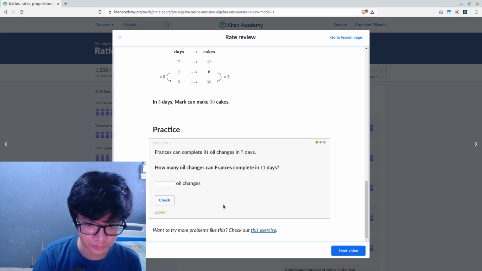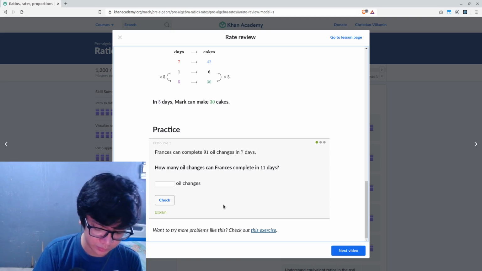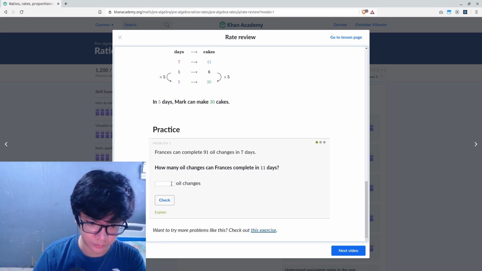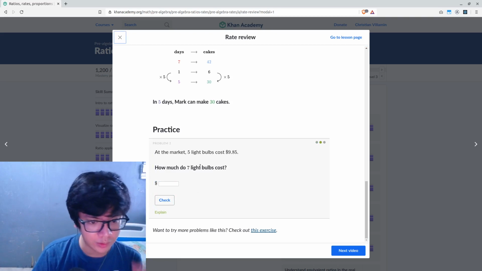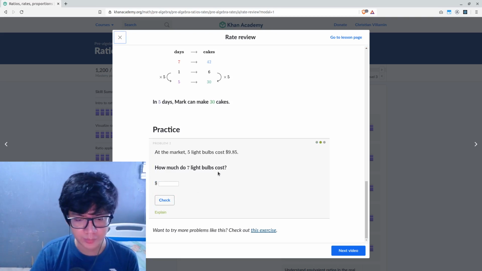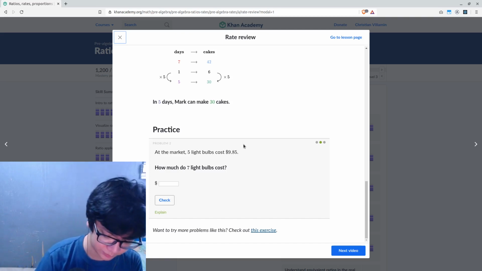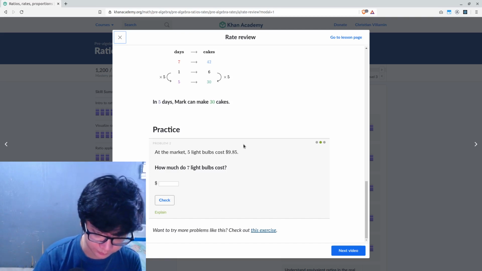So that's like 13 per day. Yeah, cool. The market 5 light bulbs costs okay 98.